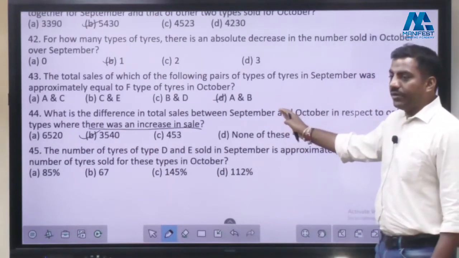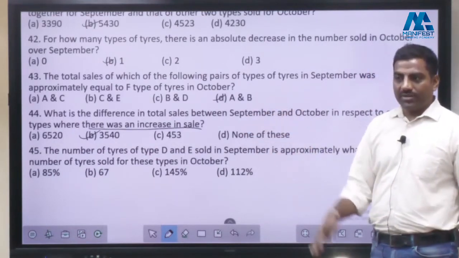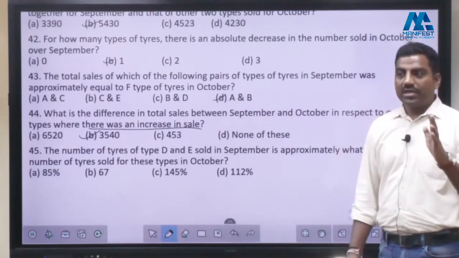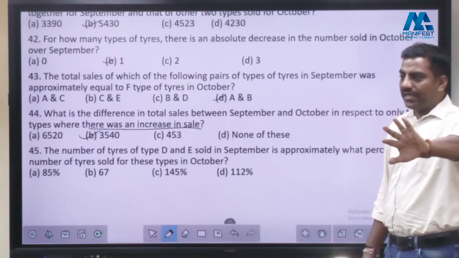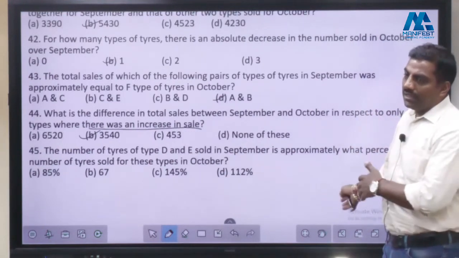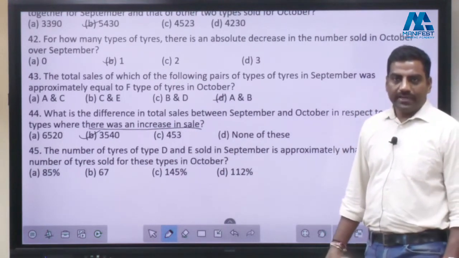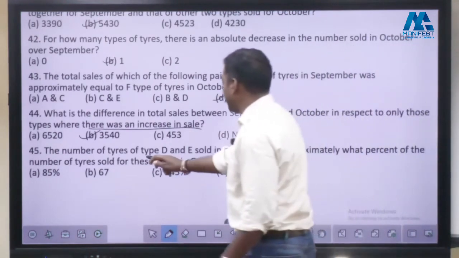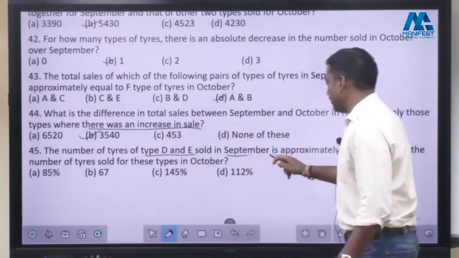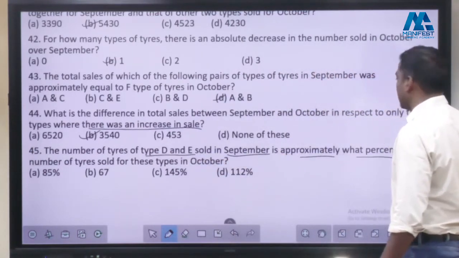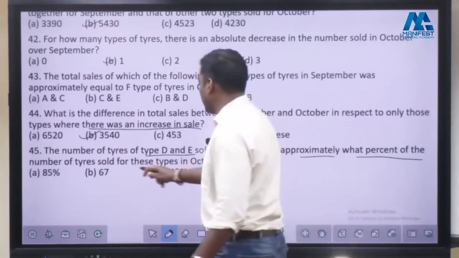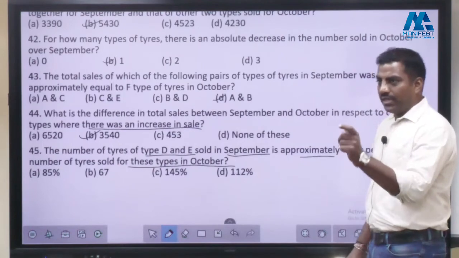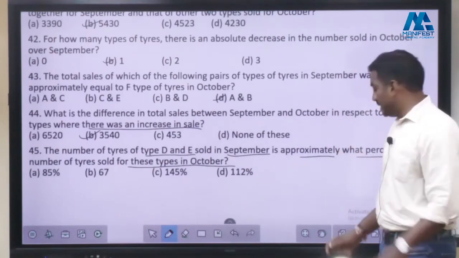So in this case, what did I do? D I left, E I left, because there is a fall in E and there is equals in what? D. D and E I kept aside, so I subtracted, then other things I took it separately. Yes, then. The number of tires of type D and type E sold in September is approximately what percent of the number of tires sold in these two types in October? D and E, take the count in September, take the count in October, find the percentage.